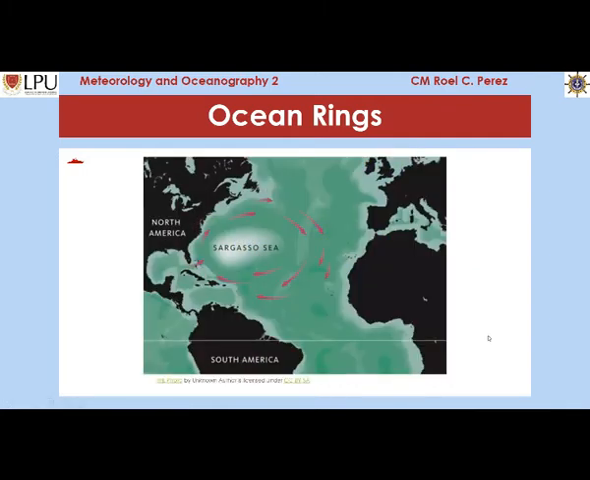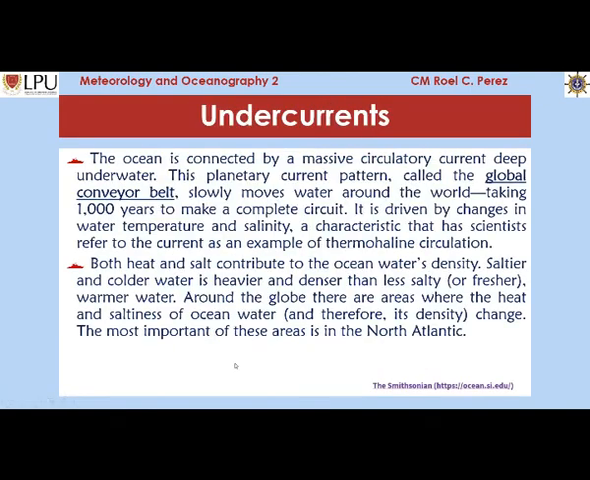Okay, here's another map of the Sargasso Sea with an arrow in pink showing the circulation of the current. Okay, next is undercurrents.